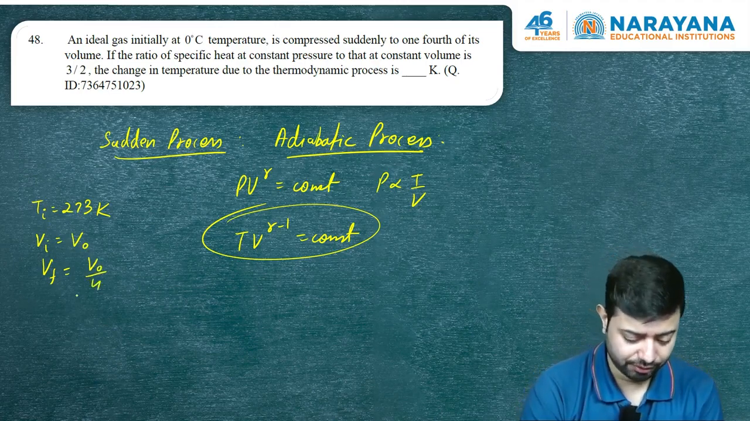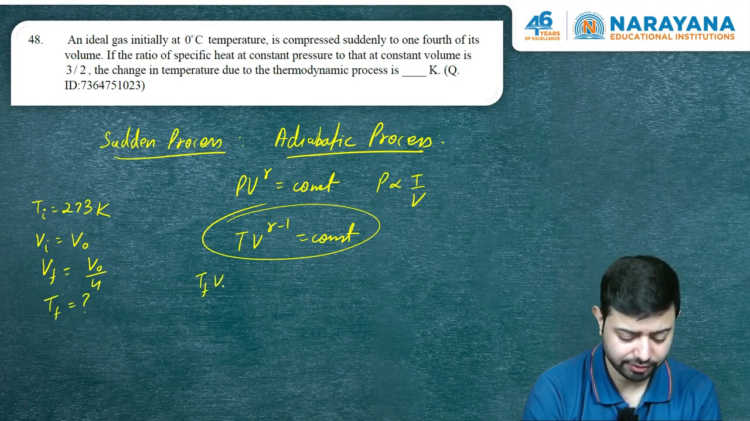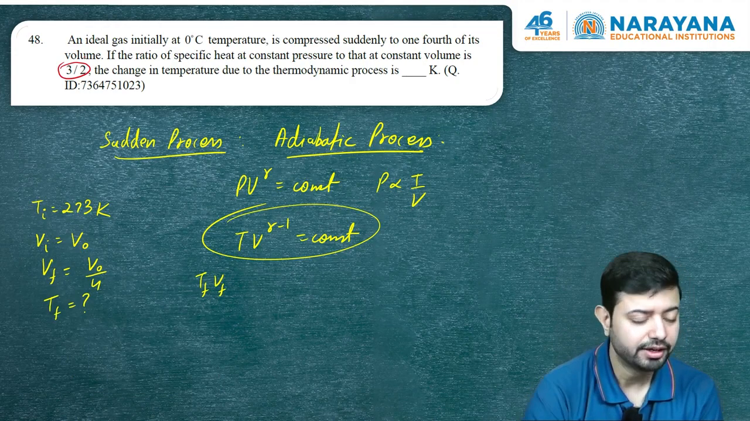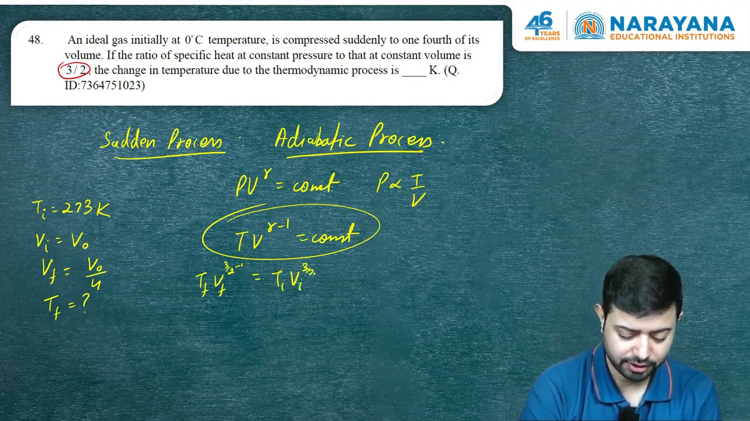Okay. Now they are asking about the final temperature. Simply use this formula, right? T final V final to the power gamma minus 1. Gamma is Cp upon Cv, right? What is that given? 3 by 2. Use this one. So, T final V final to the power 3 by 2 minus 1 is T initial V initial to the power 3 by 2 minus 1. So T final will be how much?